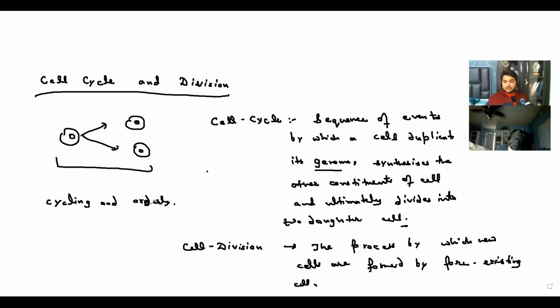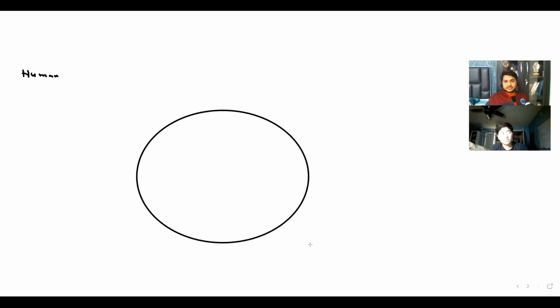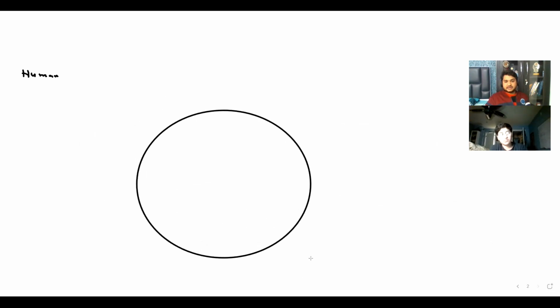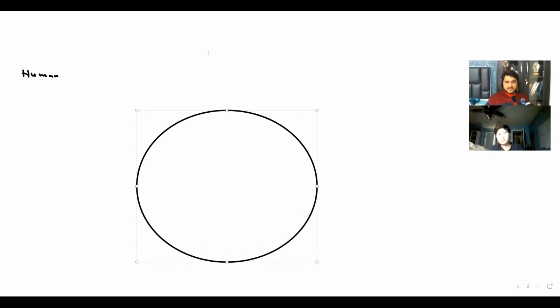Now if I tell you the phases which are taking place in our body, like the human cycle, in our body you should know one thing. This is showing our complete cycle. So firstly, we have a very short phase where the cell is actually being divided.